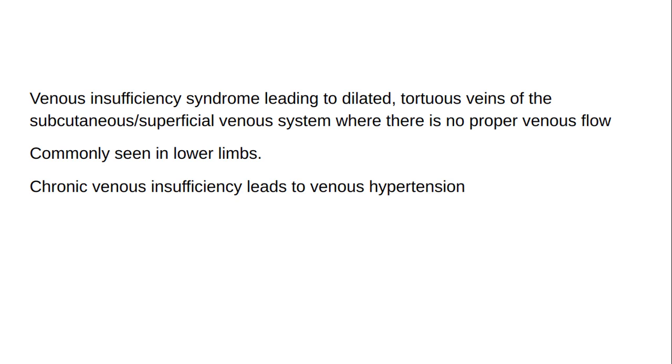Varicose veins is a venous insufficiency syndrome where there are dilated, tortuous veins of the subcutaneous/superficial venous system where there is no proper venous flow. Venous blood deviates from a normal flow path and flows in a retrograde direction so that blood accumulates, causing a congested leg. The condition is commonly seen in lower limbs. Chronic venous insufficiency leads to venous hypertension.